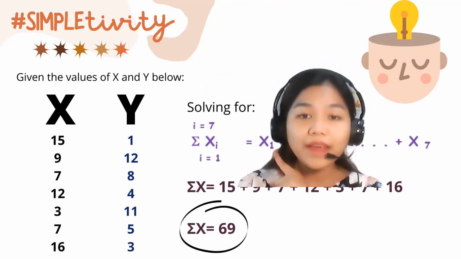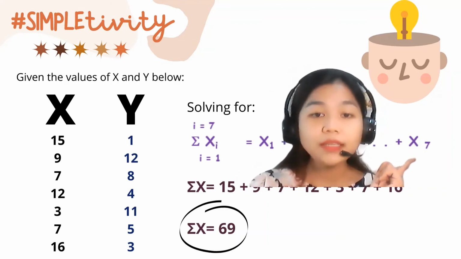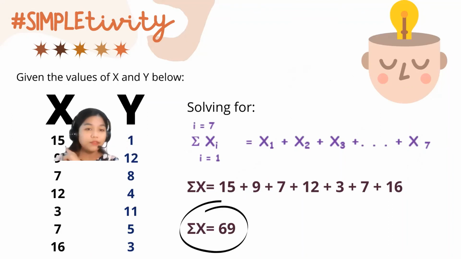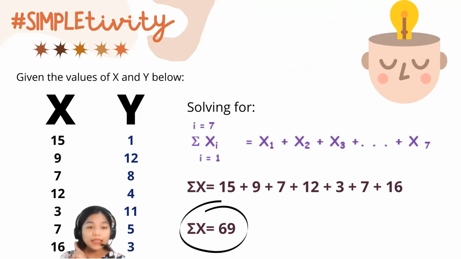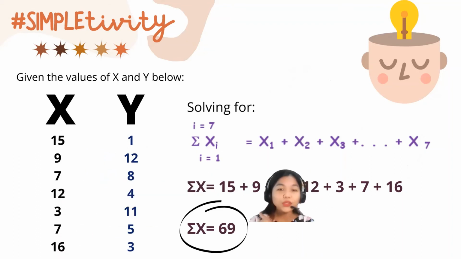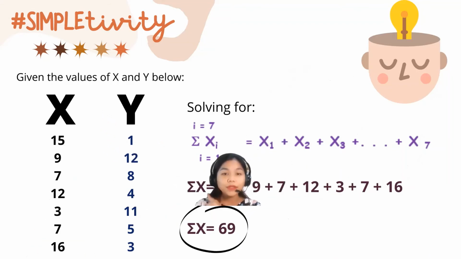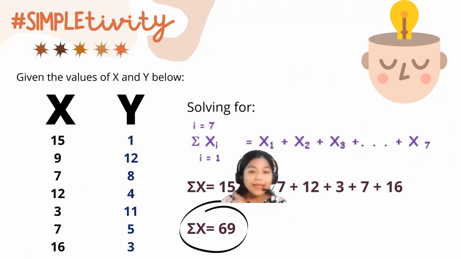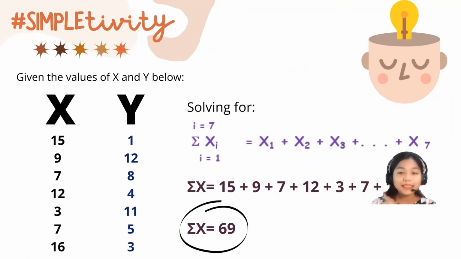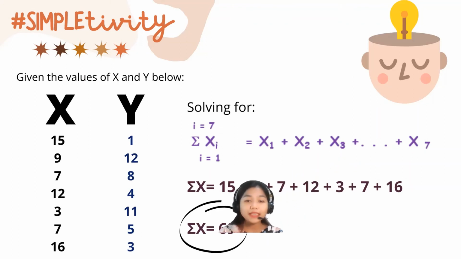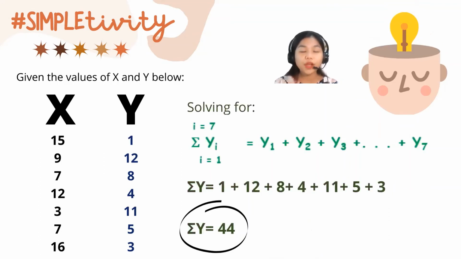To expand this, we have x1 until x7. And we are actually given the different values. We have 15 for the first value, 9 for the second value, 7 for the third, until the last value, which is 16, the seventh value. So we are simply replacing the values of x here. So summation of x is simply adding 15 plus 9 plus 7 plus 12 plus 3 plus 7 and 16, which is the last value. So summation of x is equal to 69.